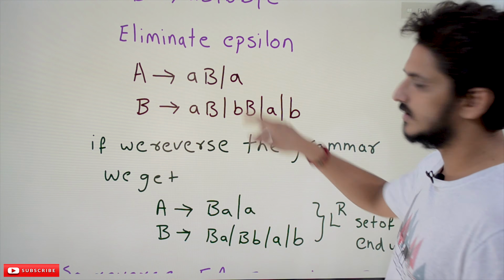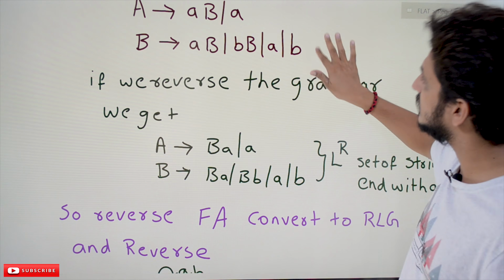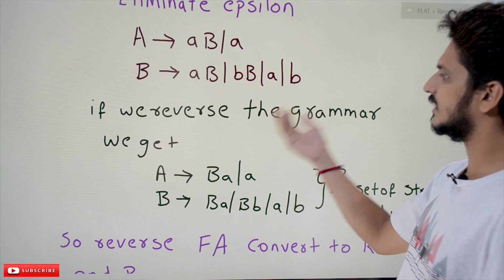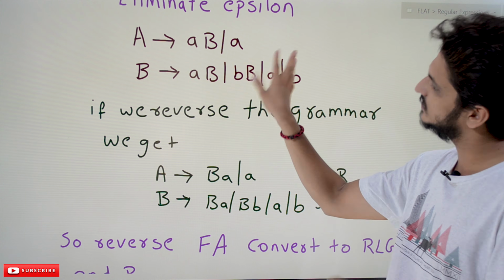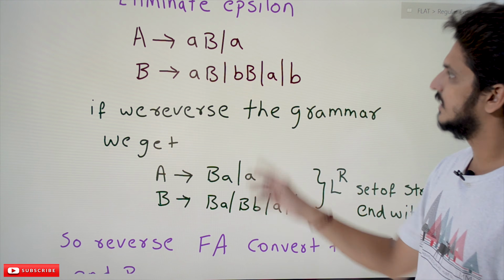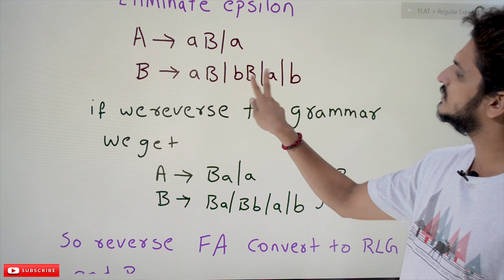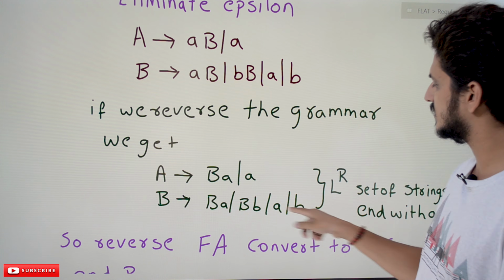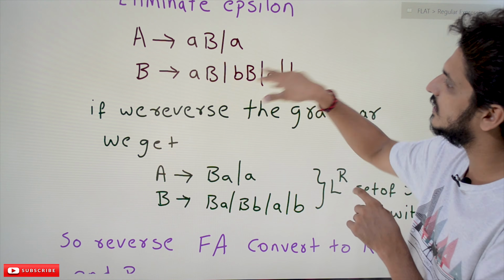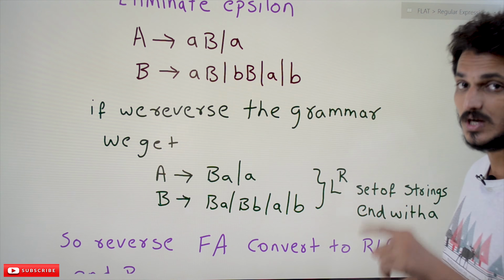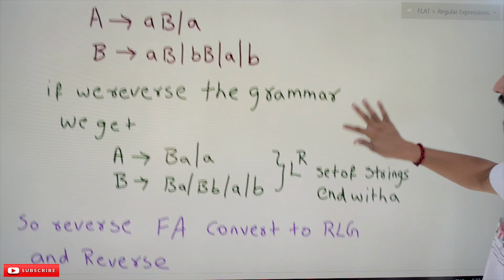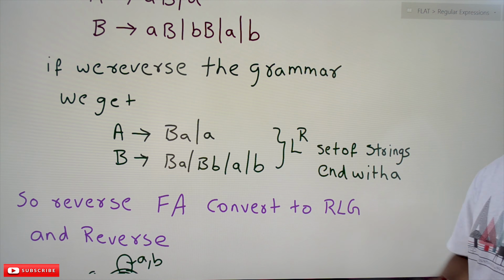So this is our right linear grammar. If you take the right linear grammar and reverse it, we get A tends to Ba, A means a, same. Ba, a. aB means Ba, bB means Bb, b. So this is our reverse. If you reverse the right linear grammar, we don't get the left linear grammar of the same language. We will get the left linear grammar for the reverse of the language.